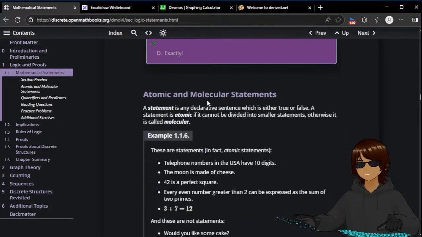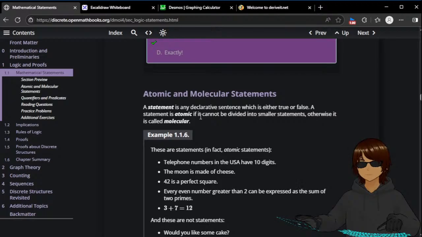Atomic and molecular statements. A statement is any declarative sentence which is either true or false. A statement is atomic if it cannot be divided into smaller statements, otherwise, it is called molecular.